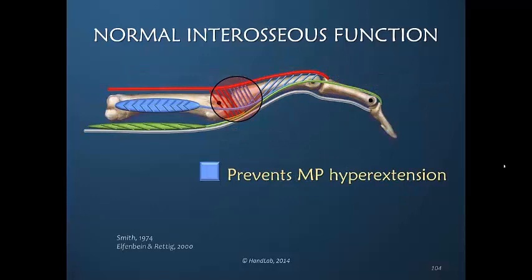Now, I said earlier that the transverse fibers of the dorsal apparatus and the tension from the interosseous muscles prevent MP joint hyperextension.